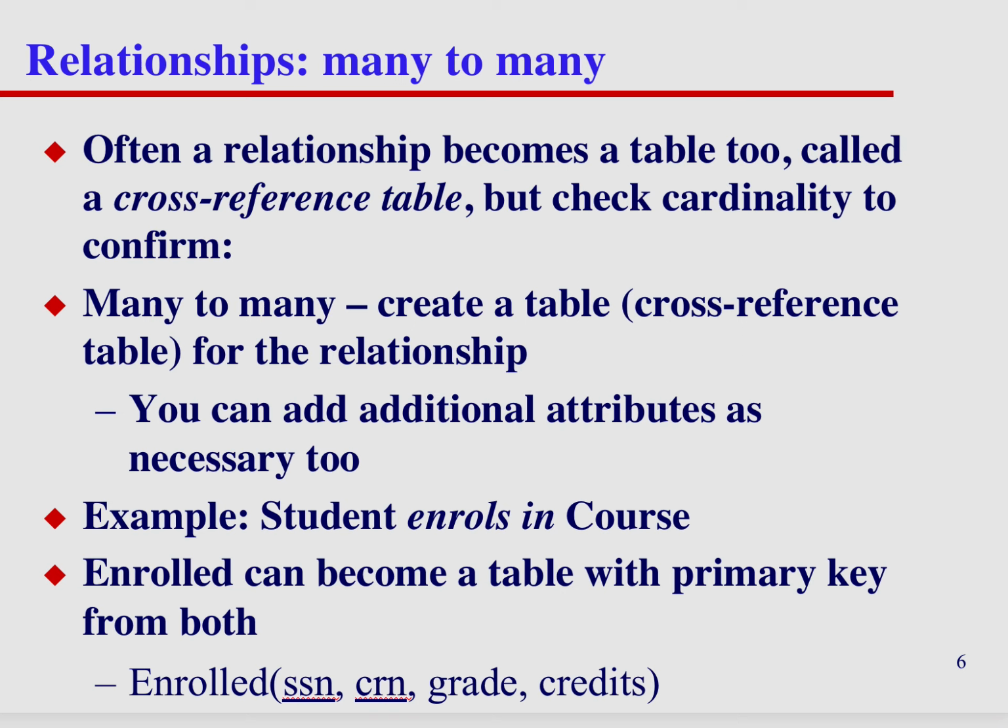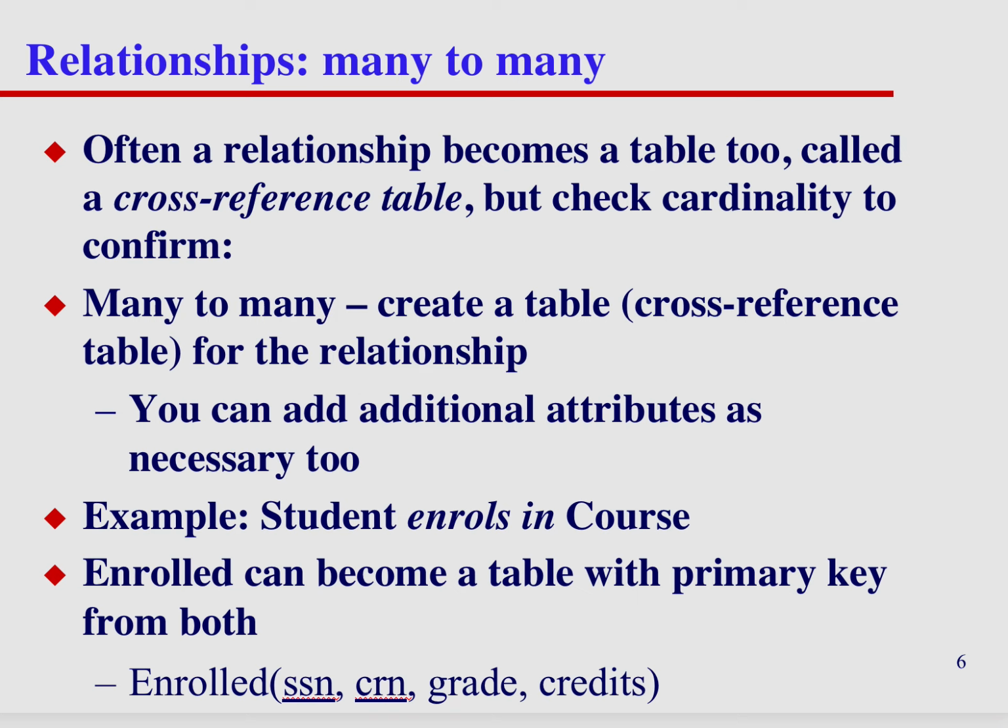So a student enrolls in course, and enrolled can become a table with the primary key from both. So the student table, let's say, has social security number as the primary key, and course table, let's say, has a CRN number as the primary key. So now you have this enrolled table, and it has social security number and the CRN, so it takes the primary key from both of those tables. And you have to put it in this other table, not only because there's other attributes like grade and credits, which of course, if anything had additional attributes, then you need a table.